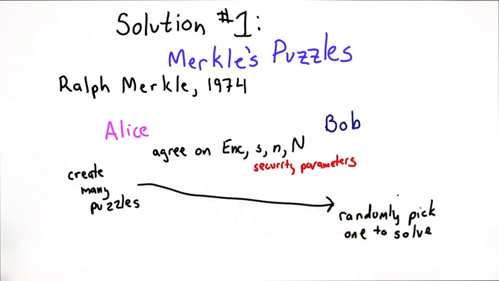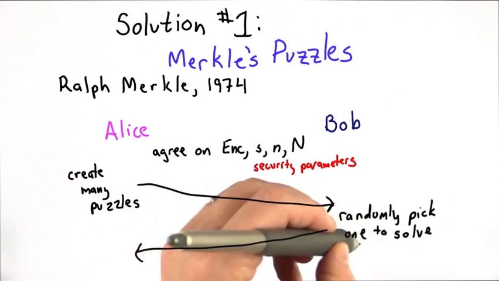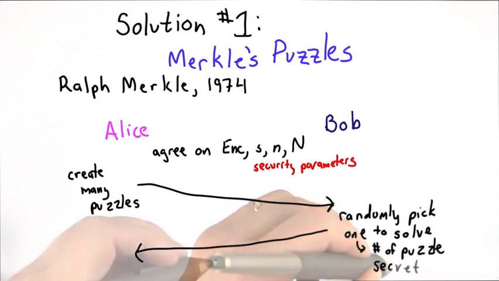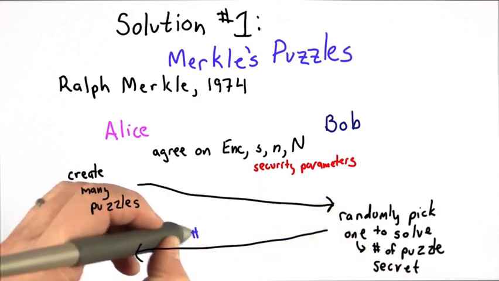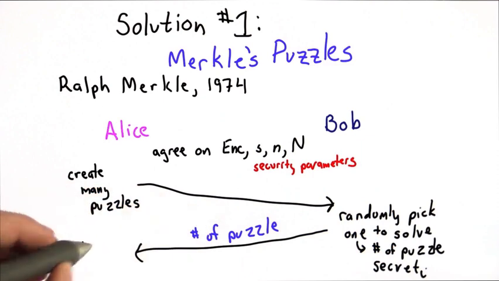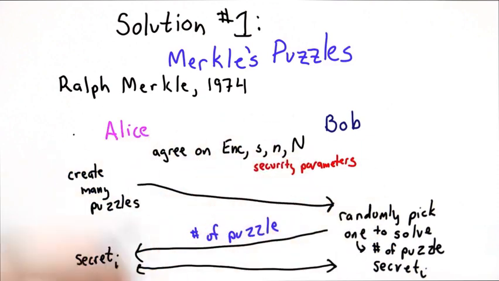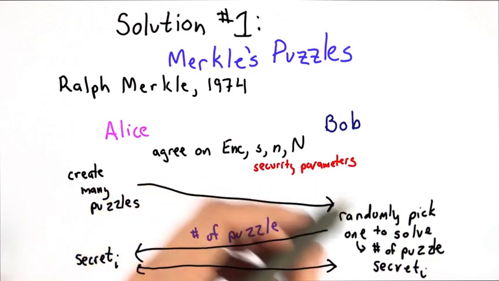Bob will randomly pick one of the puzzles to solve, and part of solving that puzzle will give Bob the number of the puzzle and a secret. And what he'll send back to Alice is the number of the puzzle, and Alice will know the corresponding secret, and they'll use that as the key. So let me go through this in a little more detail, but that's the high-level idea.